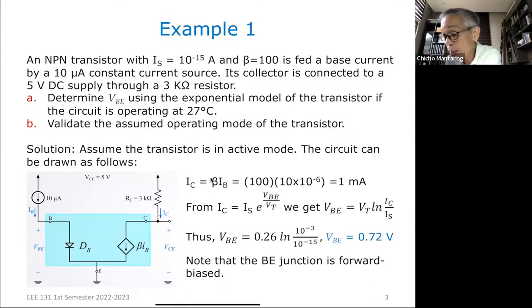So the example problems that I gave here, well, we already went through a similar problem like this. So this is just using the exponential model. This time, the base current is given, and you are asked to determine what the base emitter voltage is using the exponential model. So first, it requires you to determine the collector current. From the base current, you can determine the collector current using IC equal to beta IB. And from the collector current, you can now get the base to emitter voltage using the exponential model of your transistor.